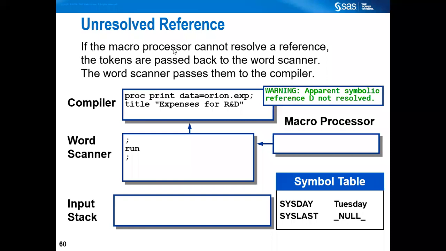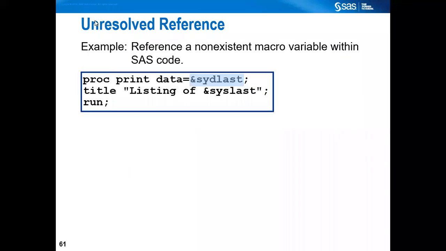So read it. If the macro processor cannot resolve a reference, the tokens are passed back to the word scanner. The word scanner passes them to the compiler. Okay. Now the next look at this code. Example: reference a non-existent macro variable within SAS code. So it's telling proc print data equal to &SYDLST. Do you think it will work like this? Do you think it will work? No.